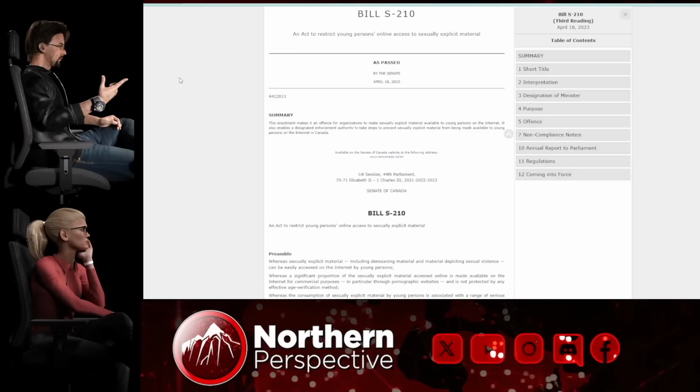Okay, so what does that mean? That means if an organization is actually posting adult content, they would be held liable if a minor ended up accessing that material, and there would be punitive measures attributed to that organization.